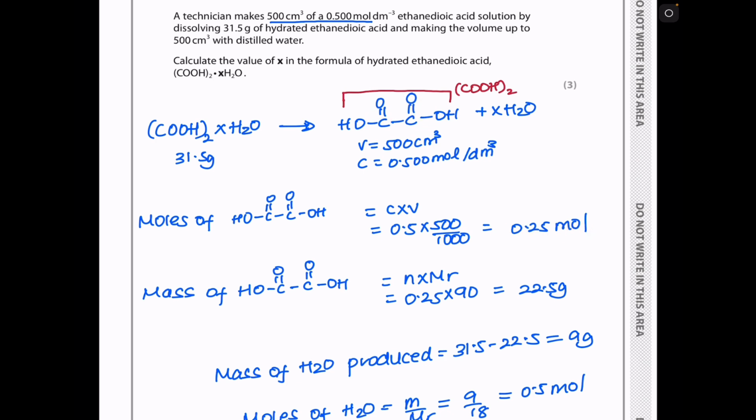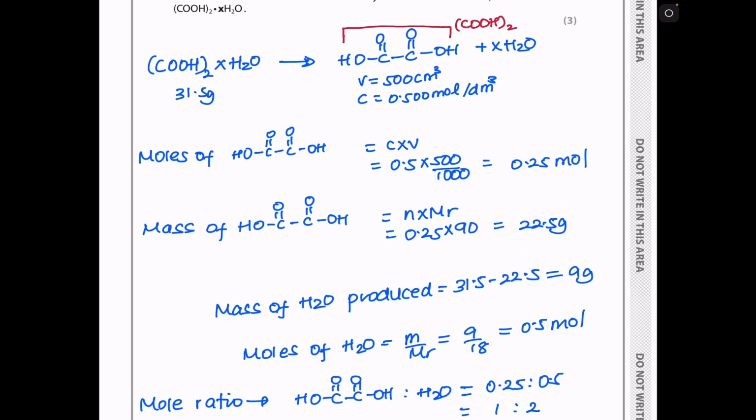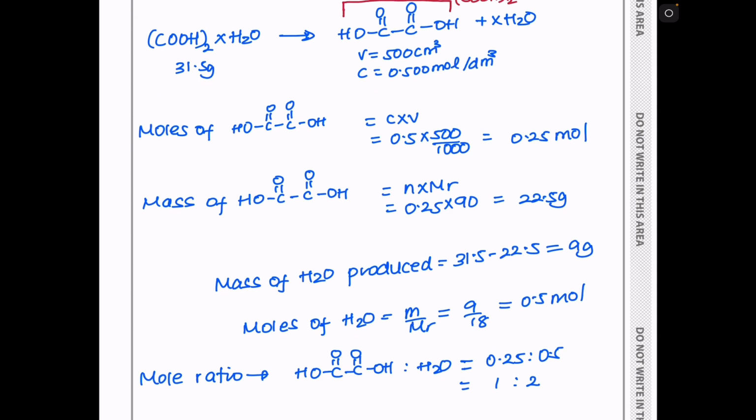Now the mass of ethanedioic acid is going to be number of moles times molar mass. We have the number of moles here, and the molar mass is 90 from the question, giving us 22.5 grams. The next part is to find the mass of water. Since we know the mass of the original sample and we've calculated the mass of ethanedioic acid, we can find the mass of water by subtracting 31.5 minus 22.5, giving us 9 grams.